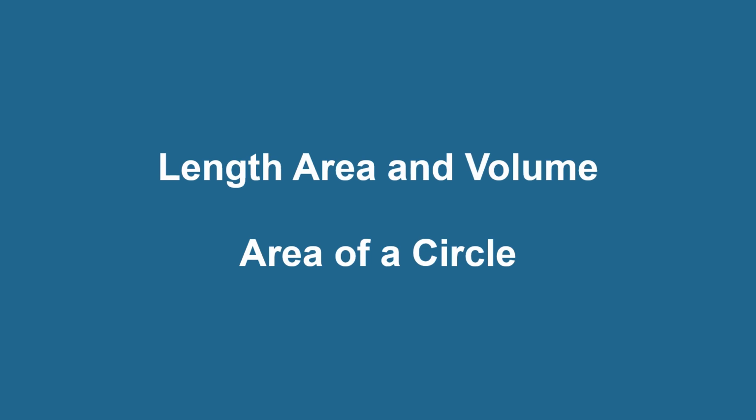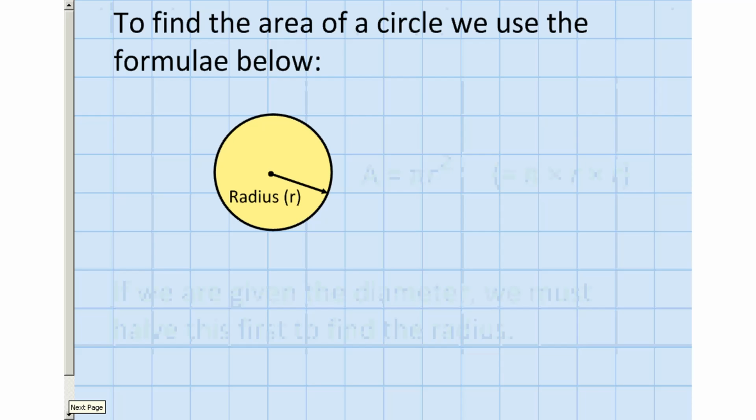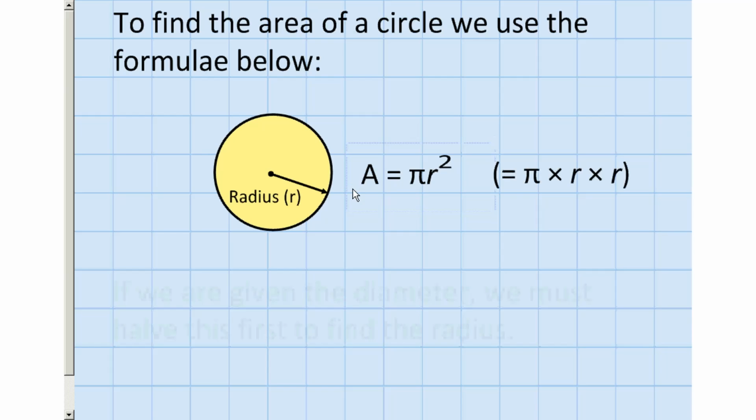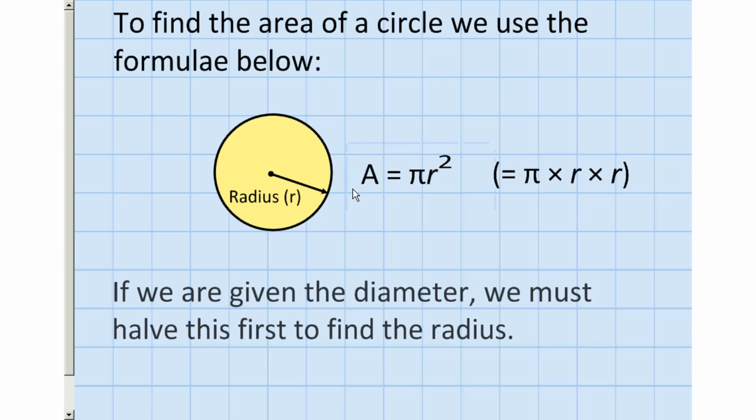Area of a circle. So how do we find the area of a circle? There's only a single formula we need to learn this time, and that is that A, the area, is equal to pi, that special number from before, 3.1415 and so on, multiplied by the radius squared. Another way of thinking about it is it's pi times the radius and then times by the radius again. It's worth noting that if we are given the diameter, we must halve it first to find the radius. There isn't a formula if you know the diameter, you just have to halve it to find the radius.